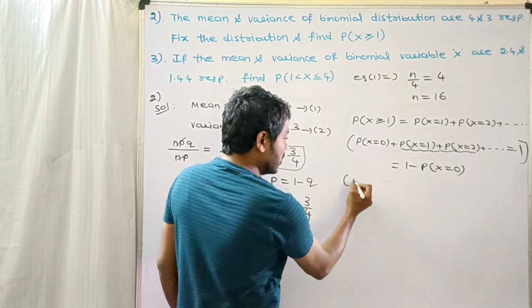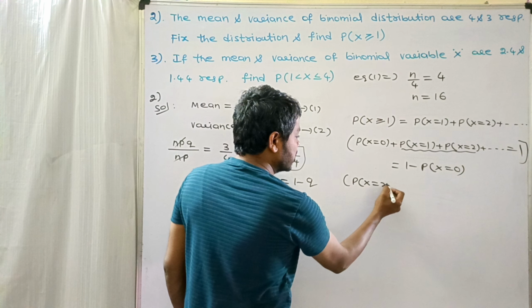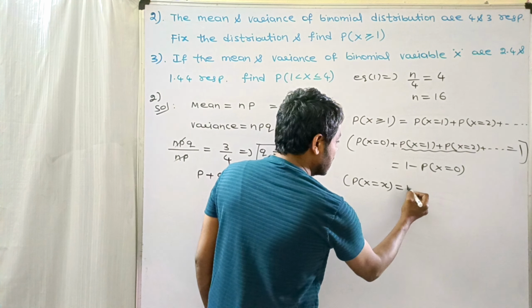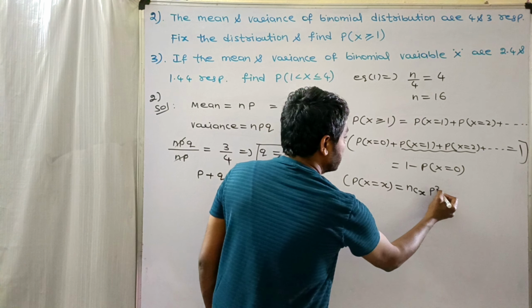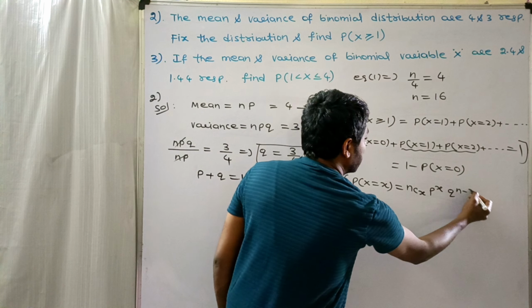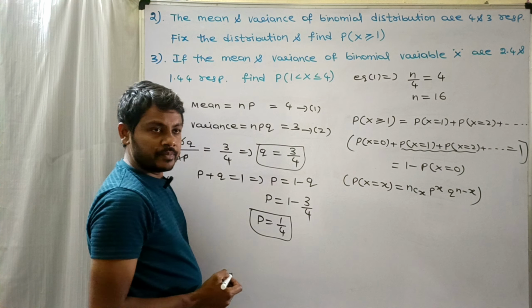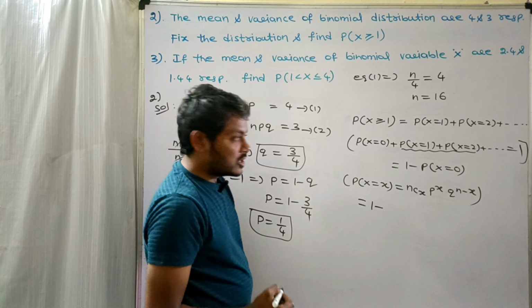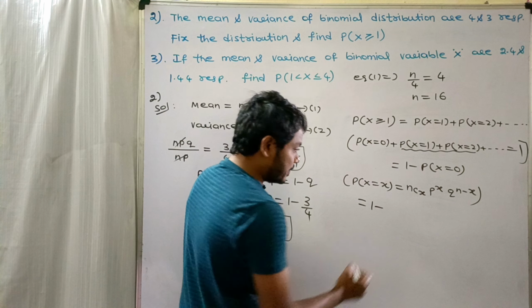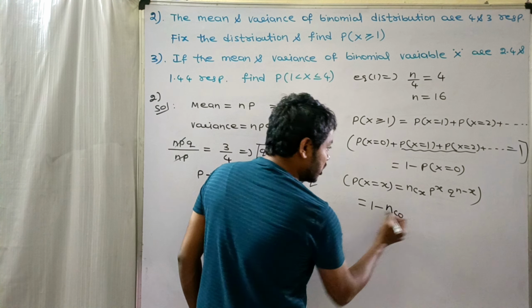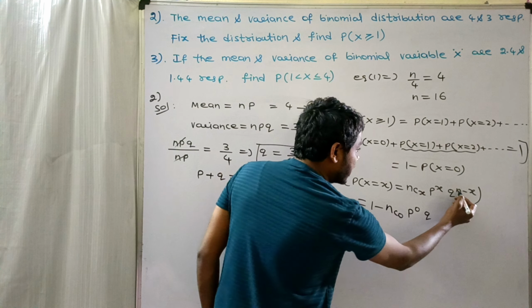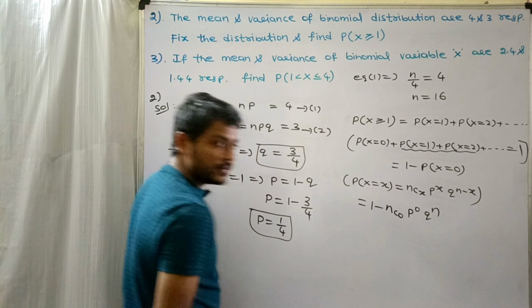And also, we know the binomial distribution formula: P(X=x) is equal to nCx p^x q^(n-x). Now, this can be written as 1 minus. So replace x by 0. That is nC0 p^0 q^(n-0), that is n.